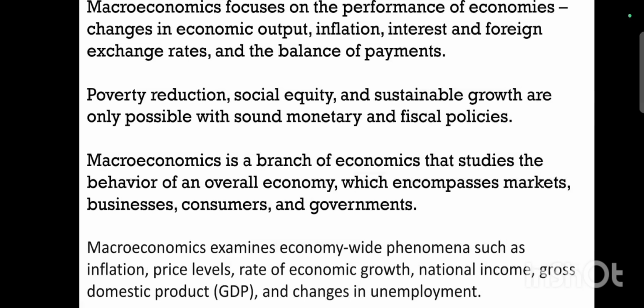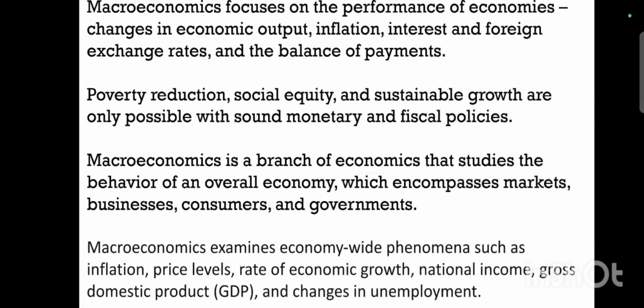Macroeconomics is a branch of economics that studies the behavior of an overall economy, which encompasses markets, businesses, consumers, and governments. Macroeconomics examines economy-wide phenomena such as inflation, price levels, rate of economic growth, national income, gross domestic product, and changes in unemployment.